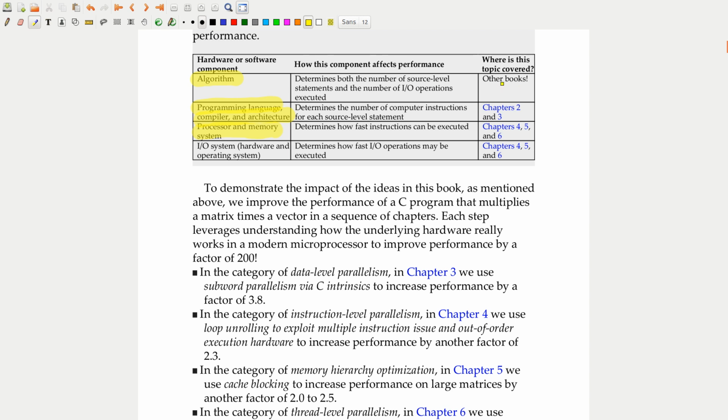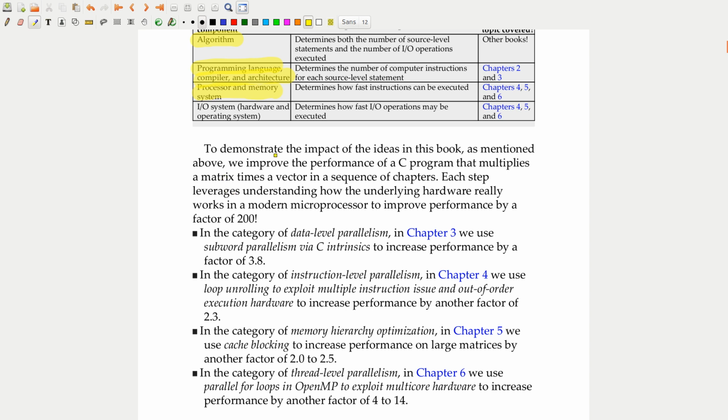So we're not going to cover algorithms in this book. There's a great book by Cormen, Leiserson, Rivest, and Stein called Introduction to Algorithms. Maybe we'll go over that. That'll be interesting for the computer architects and computer science people alike. Maybe we'll go over that sometime.